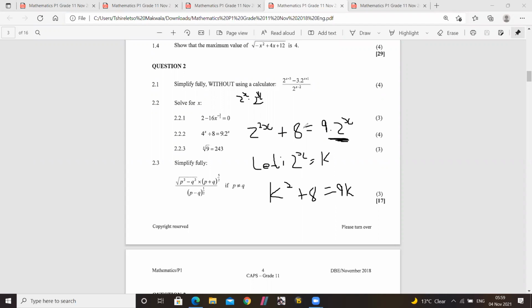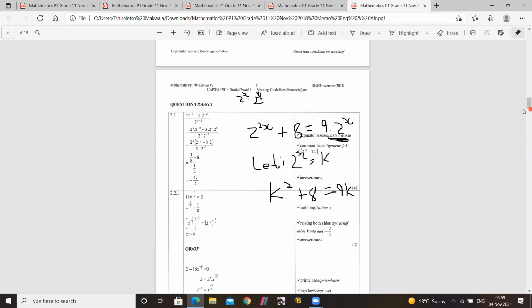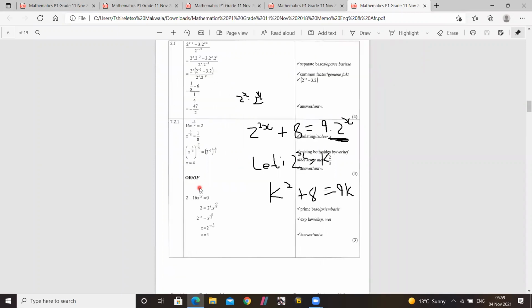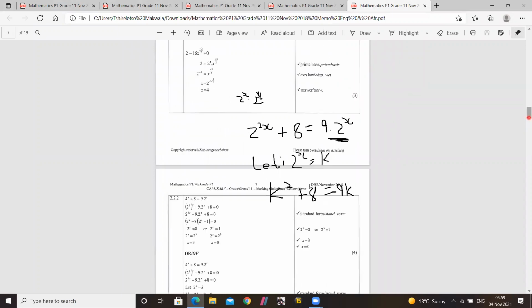Then you solve for k. After you solve for k, you're going to substitute back 2 to the power of x, then solve for x. So let me show you in the memo like we did here. You see, okay, this is 2.1.